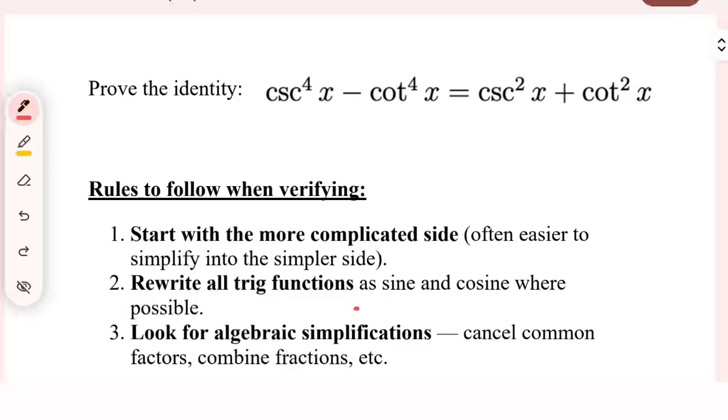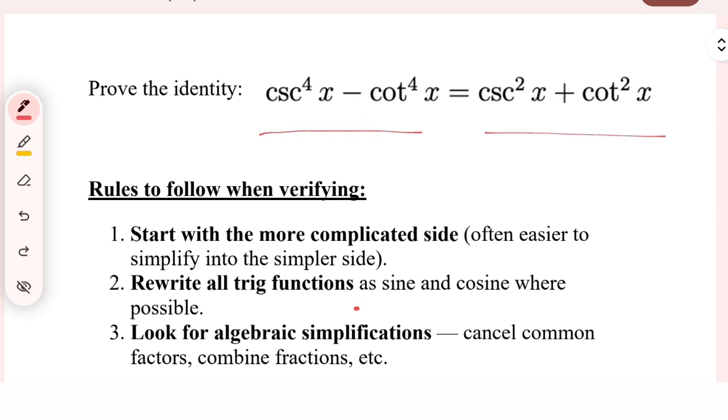So in this example, we need to prove the identity. Here we have the left side equal to the right side, and we need to go through again the rules, which we have already discussed in the previous videos. The first rule is to pick a side. Should you pick the left side or the right side? The rule is pick a side that is more complicated. And if you look at the identity, I think the left side is more complicated.